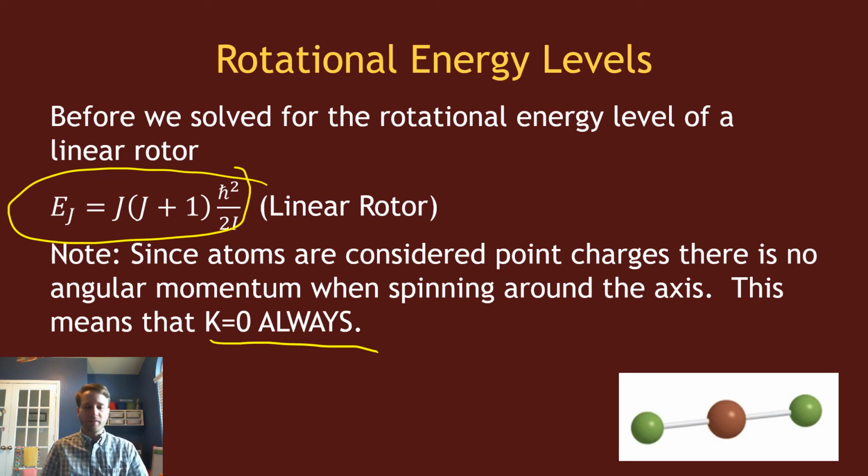Now, again, in real life, we don't have an idealized linear rotor. There technically is some angular momentum around that one axis. It does not equal 0. The moment of inertia around that axis C, okay? But when the moment of inertia around that axis is equal to 0, or essentially 0, then K itself will always then be 0.